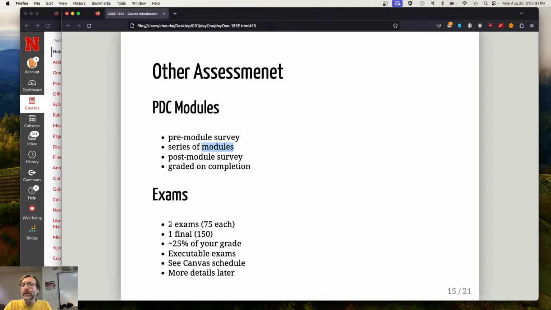Right? Finally, we have 3 exams, 2 of them during the regular semester, and then 1 cumulative final exam, which is altogether about 25% of your grade. Right? They are executable exams, however. We're not going to give you bubble sheets.